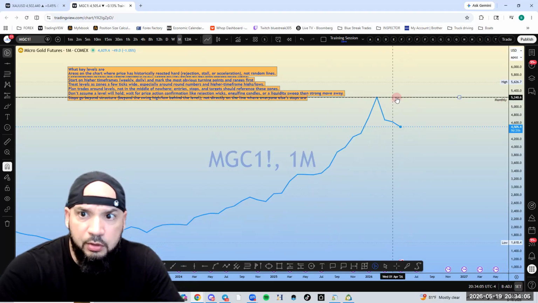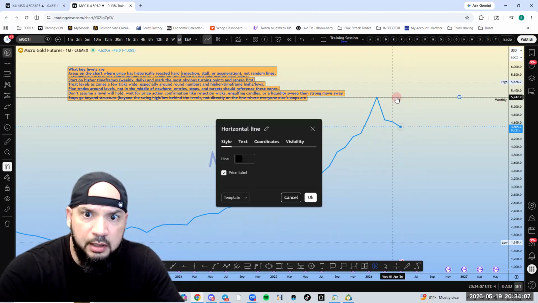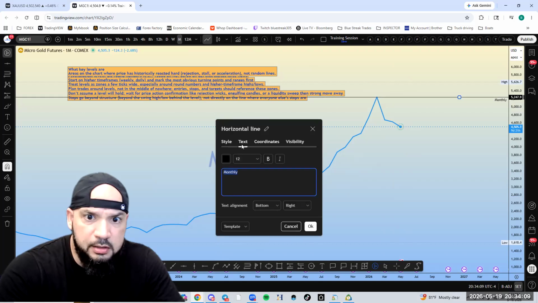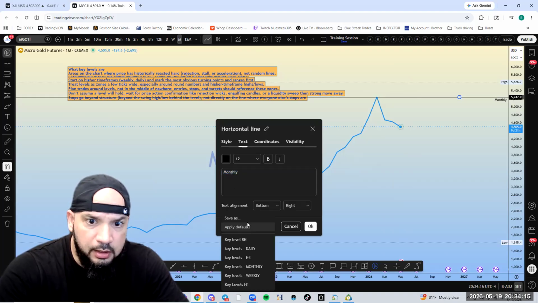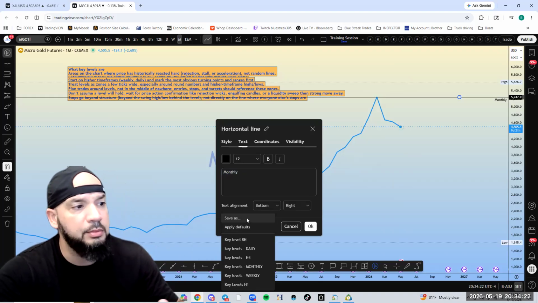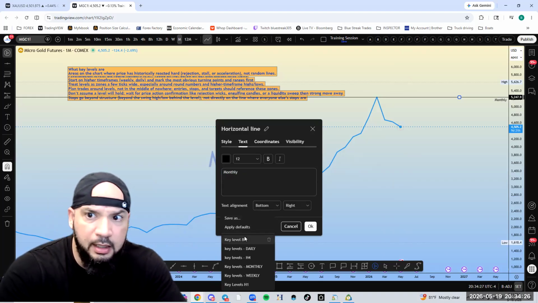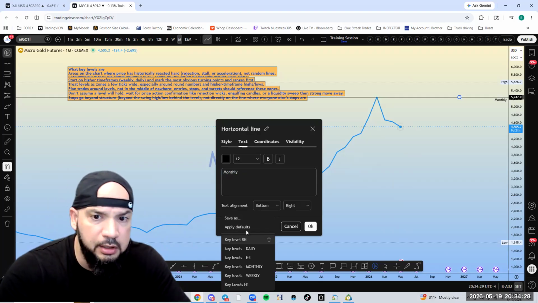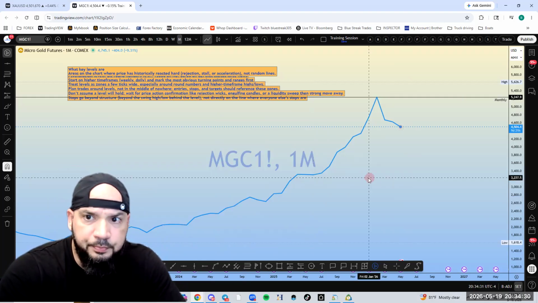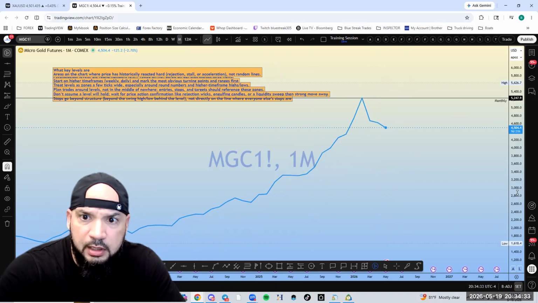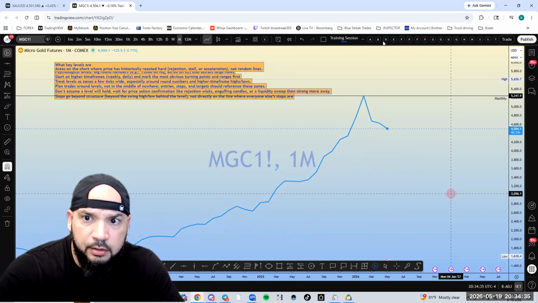If you want to know how to do that, just double click any horizontal line that you place, go to text, type in monthly right here in the box, and then you're going to go to template and save as, and then you're going to save it as a monthly key level. And you're going to do that for each time frame so that you're ready to go. And all you have to do is click a drop-down menu and highlight a monthly or daily or weekly key level. All right. So I found one key level there on the monthly.